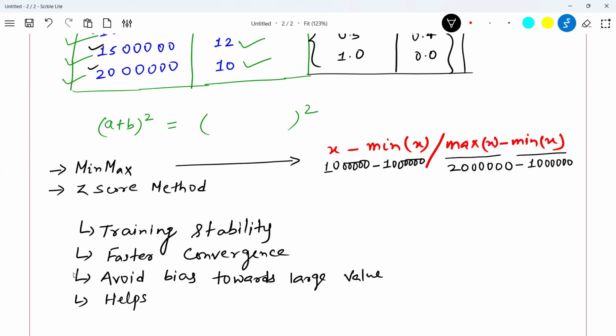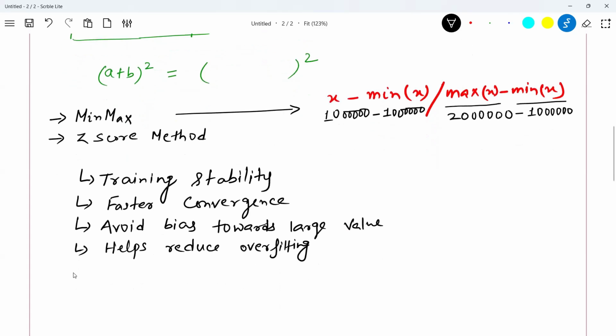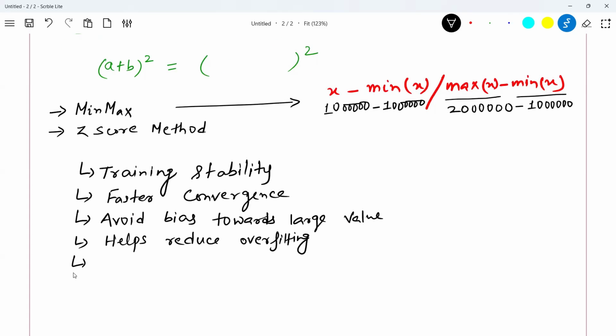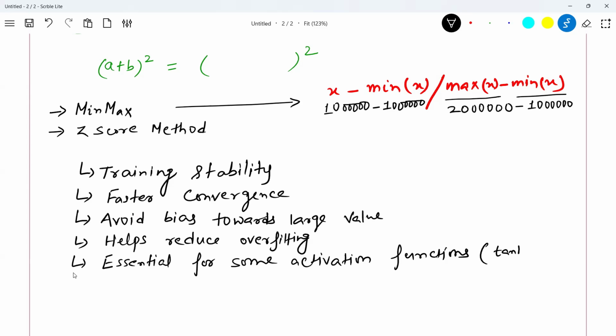Helps reduce overfitting. Why? Because your model gets more opportunity to learn, more flavors of values to learn. And then some activation functions do not like large values. In that case, it becomes very essential in deep learning for some activation functions like tanh. I'll show you the graph of tanh now. In tanh, if you give a very large value, there is no use of it.